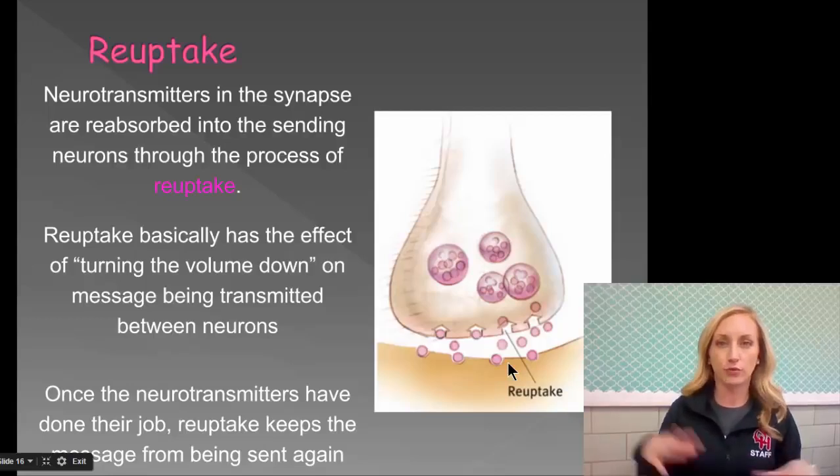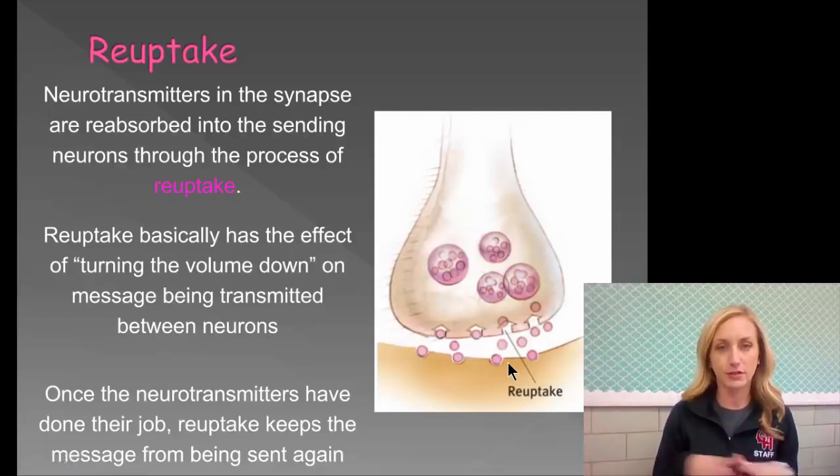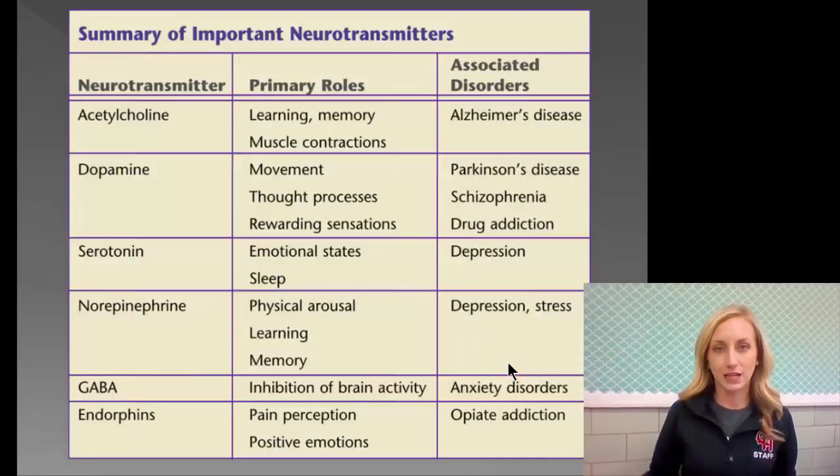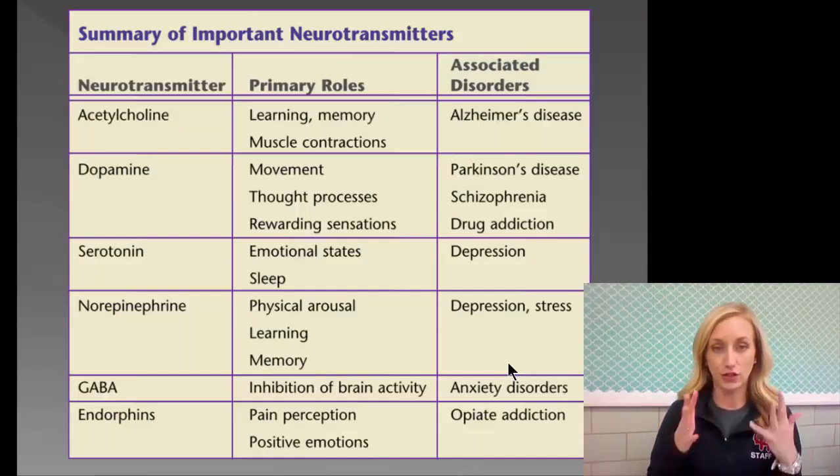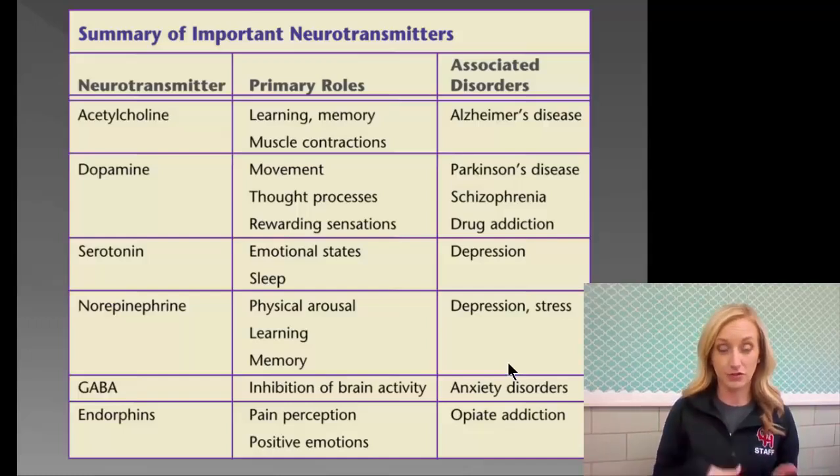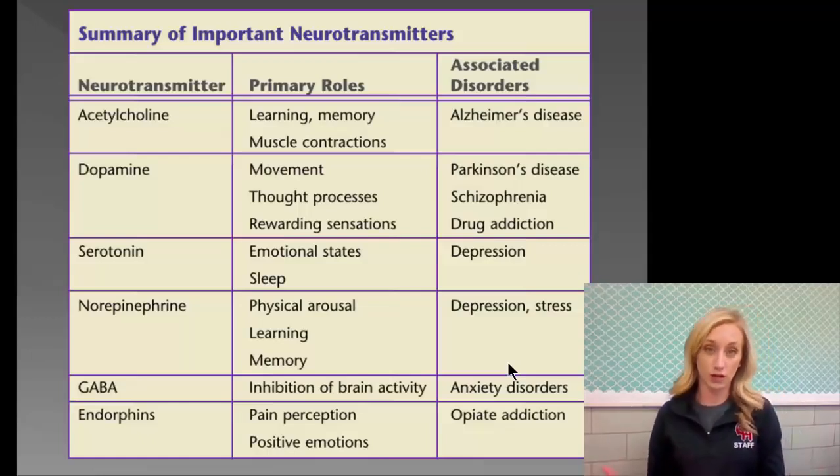So we just finished talking about reuptake and leftover neurotransmitters. Let's get a little more specific about these neurotransmitters and how they contribute and work in the neural firing communication piece. So the very last thing on your notes is this chart. And yes, you need to know every single one of these, the neurotransmitter name, how to pronounce them and spell them, but also their role and the associated disorder.